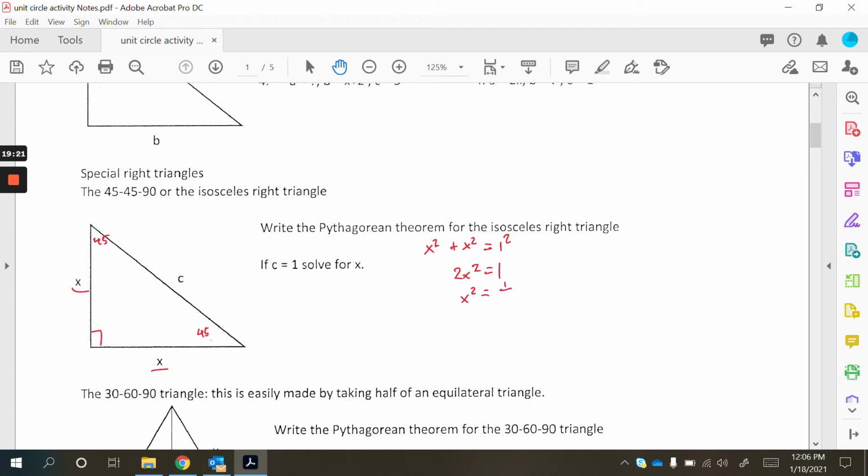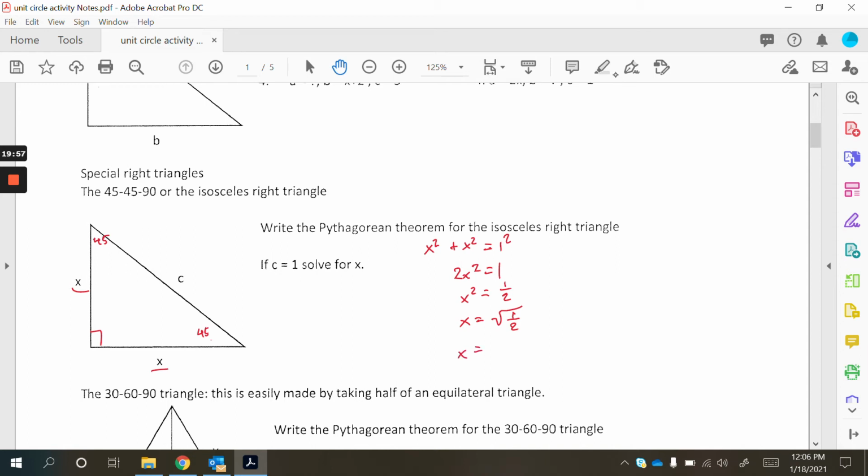So I'll divide by 2 and we get x squared is a half. We can take the square root of both sides and I get the square root of 1/2. Now this right here is an answer and it's an okay answer. We are going to mess around with this a little bit and simplify it and put it in a different form. One rule of simplifying rational numbers is you don't want a radical, the square root, in the denominator.